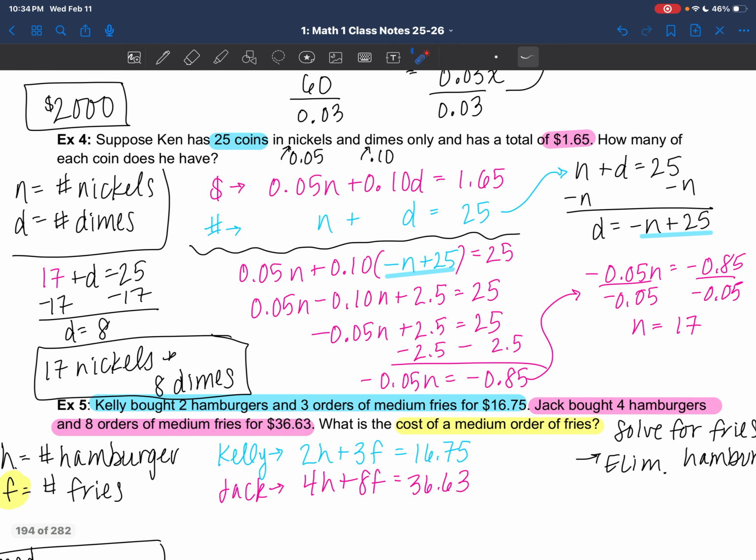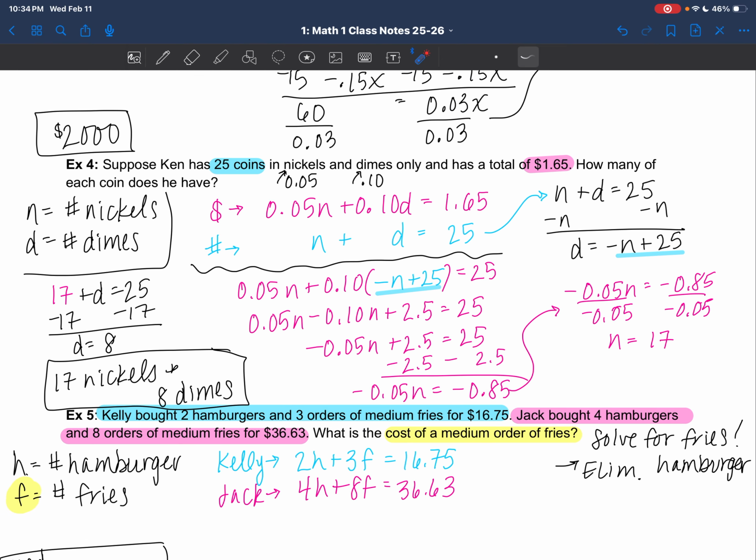All right, number 4, I definitely want to do, because this is one where kids get stuck all the time. One, they don't realize the value of coins, so they forget nickels are 0.05, dimes are 0.10. You should know a penny is 0.01, a quarter is 0.25. So just make sure you understand the value. I'm going to kind of scooch this over here.